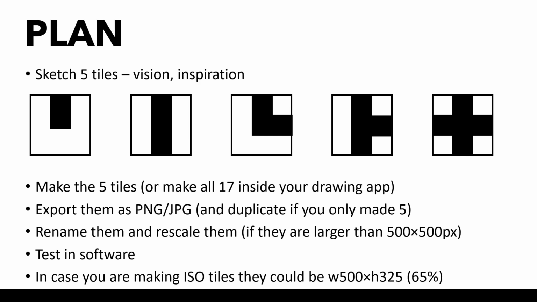And this is my plan of action. So the first thing I do, I sketch 5 tiles. I have a vision, I have inspiration, and I sketch them out approximately. Then I make the 5 tiles, or I make all 17 inside the drawing app. And then I export them as PNG or JPEG if you want, but I always use PNG. And then if I only made 5, I need to duplicate to get all the 17. And then I need to rotate them. Of course, if I didn't make all 17, I need to make all 17, and I need to rename them and rescale them if they are larger than 500 by 500 pixels.